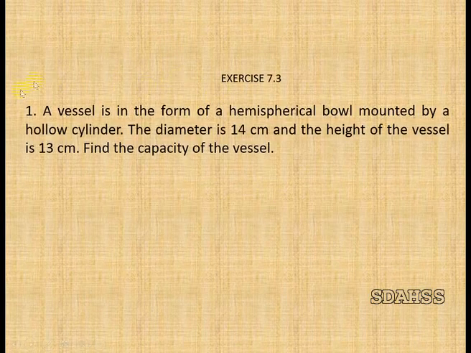Exercise 7.3. First sum. A vessel is in the form of a hemispherical bowl mounted by a hollow cylinder. The diameter is 14 centimeter and the height of the vessel is 13 centimeter. Find the capacity of the vessel.